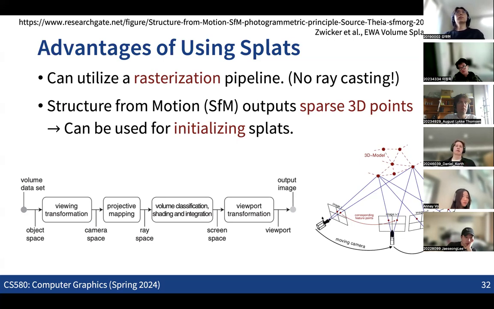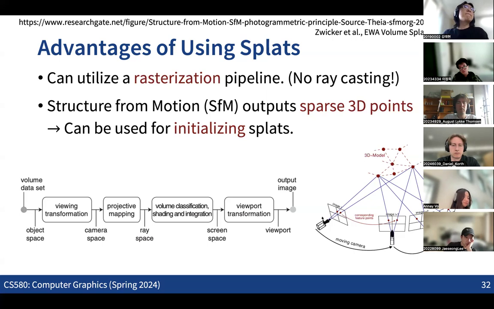So this was one of the advantages: we can really reduce the computation time. And another major advantage is that for all these neural network pipelines, we need to have the camera pose information, right? So here we all assume that given a set of images, we have the camera pose information and do some kind of 3D reconstruction.